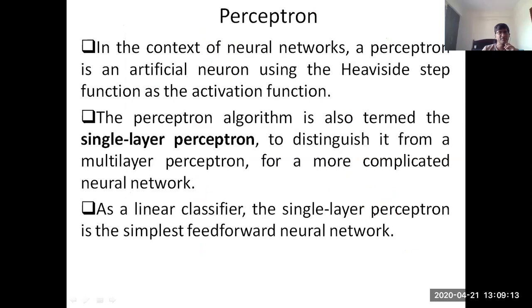Now, in the context of this neural network, a perceptron can be thought of as a Heaviside step function, which has three range of values. One is 1, either it can produce the value -1, or it can produce the value 0. The perceptron algorithm is basically termed as a single layer perceptron, having only a single layer of a neuron, right? So if we have multiple layers of neurons, then it becomes a multi-layered perceptron. So this is how we distinguish between single layer and multi-layer perceptron. And as a linear classifier, the single layer perceptron is the simplest feed-forward neural network.